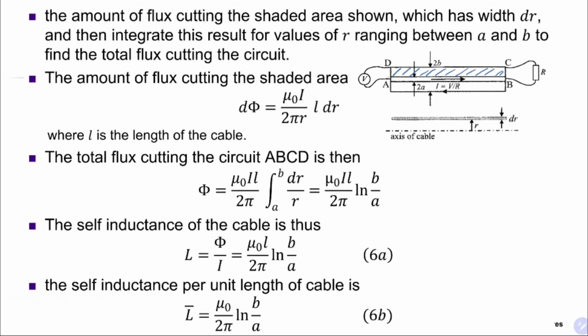Because the flux in this case is not uniform, it changes as we go further from the center conductor. Okay, so it's mu naught I over 2 pi R, it depends on R. And therefore, we have to do integration. So our flux will be, integrate this over the space, which is from A to B. So we're doing mu naught I times L over 2 pi, and then dr over R, integrated from A to B.